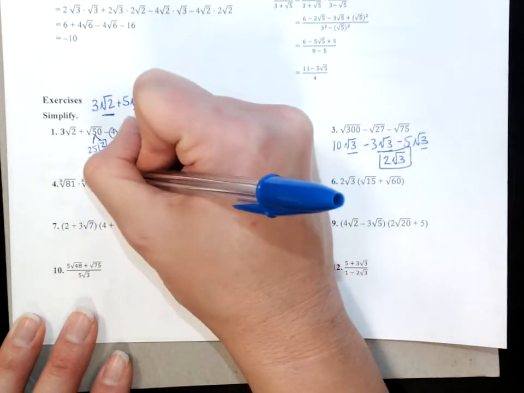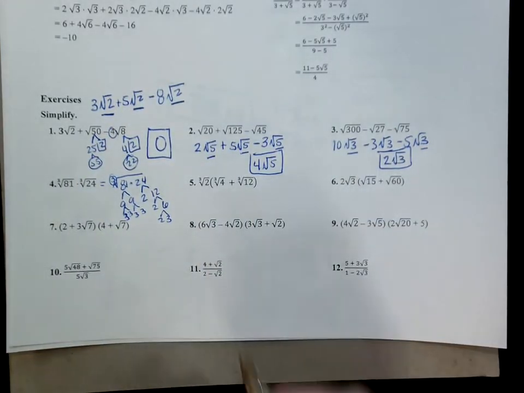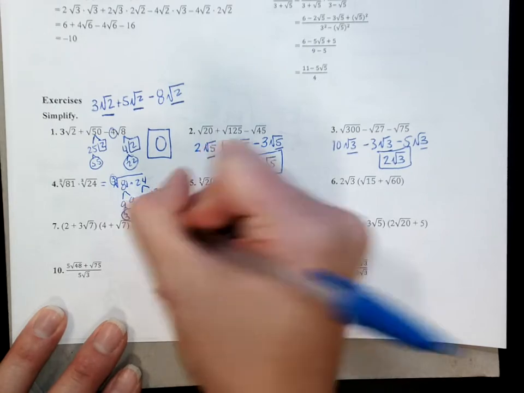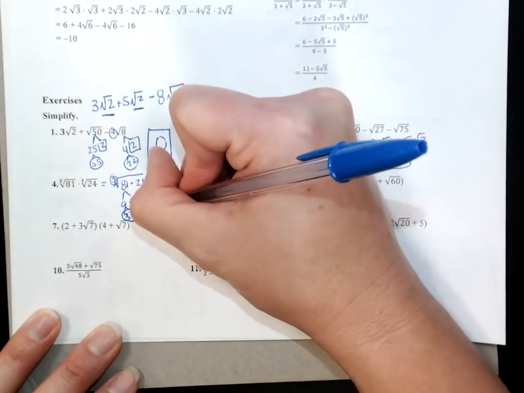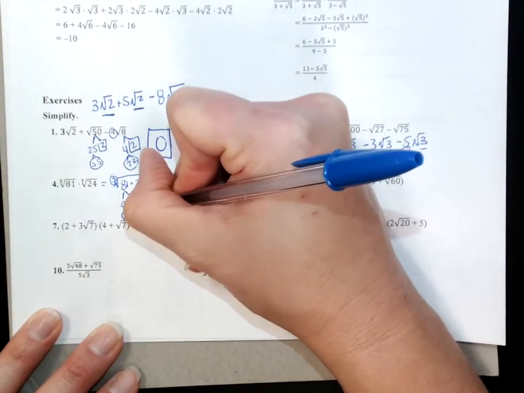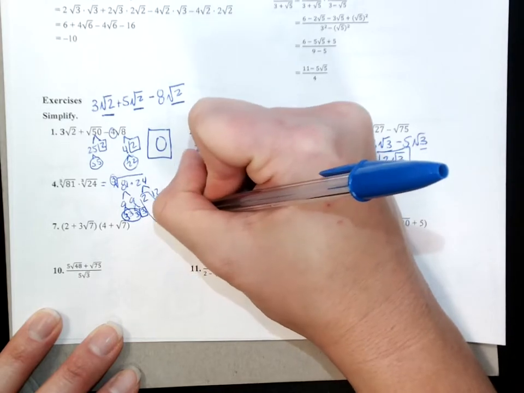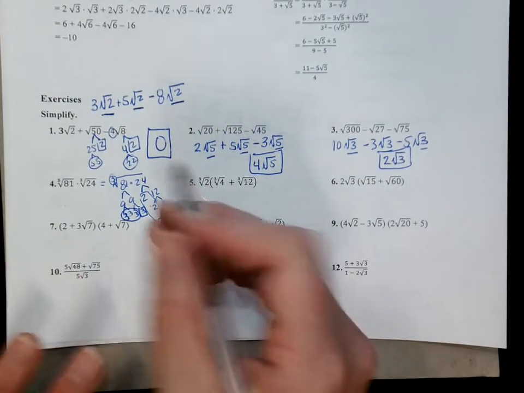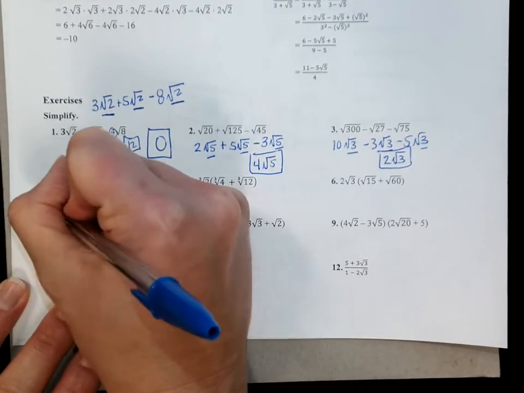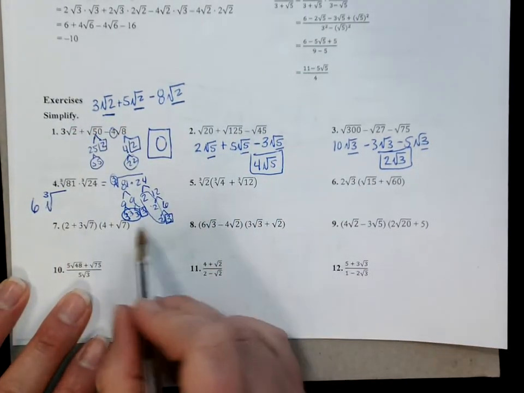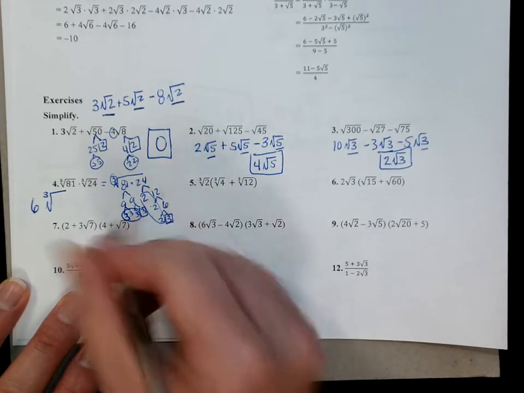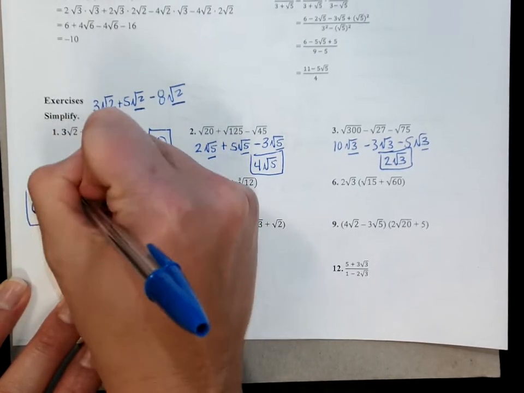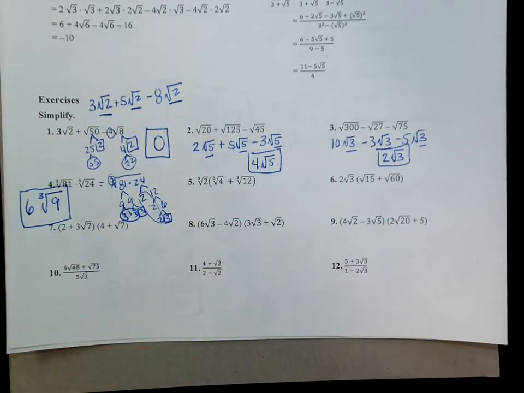Again, I'm looking for groups of 3 because this is a cube root. So right here, here's 1, 2, 3 threes. Here's 1, 2, 3 twos. I have an extra 3 and an extra 3. Okay, so the 3 and the 2 multiply together to come to the outside, so that's 6. My cube root stays. My extra 3's multiply together to be 9. So 6 cube roots of 9 is your solution.